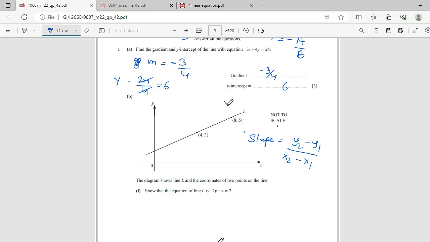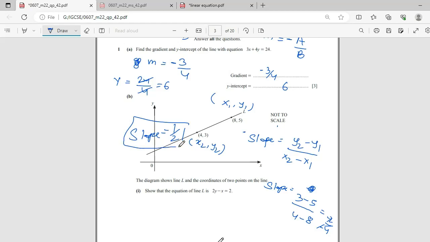So consider this is our x1 comma y1, or you can take x2 y2, anything is fine. And here we can take x2 comma y2, or you can take x1 y1, any order will work here. So the slope is equal to y2 minus y1. y2 is 3, then y1 is minus 5, so I'm going to write 3 minus minus 5, and x2 is 4, so 4 minus 8. So 3 minus 5 is minus 2 upon minus 4. Minus and minus got cancelled. 2 divided by 4 is equal to half. So the slope is equal to 1 by 2. This is our slope.